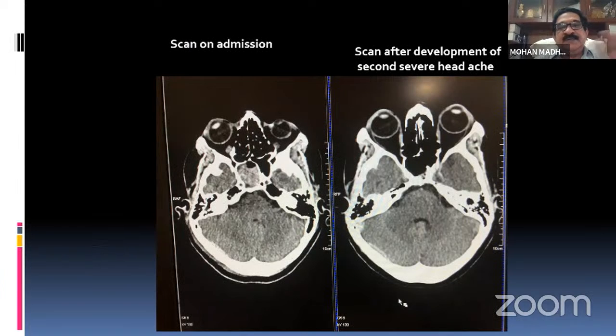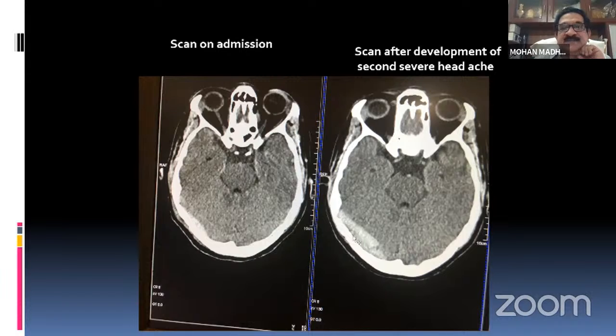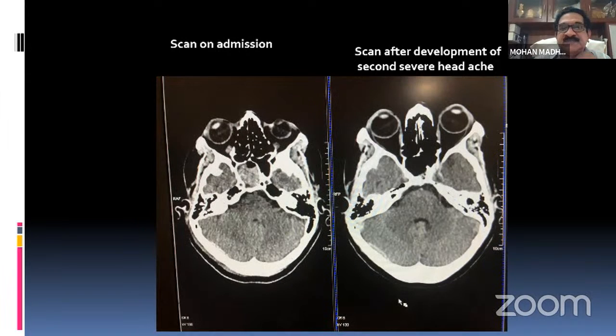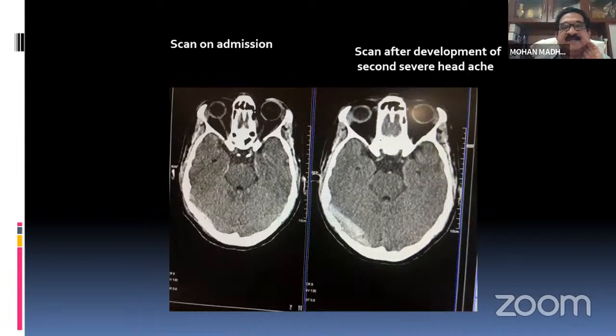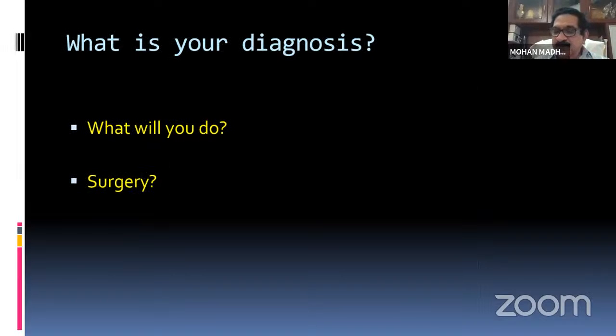The first one on the left side is the CT scan on admission. The second one on the right side is after 4 days, when she developed the severe headache. This is the first film, and this is the second one. You can notice the abnormality there. The posterior fossa is corresponding on both sides, before and after. This is another cut.